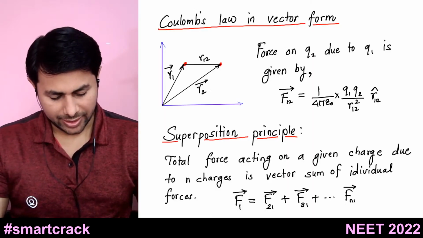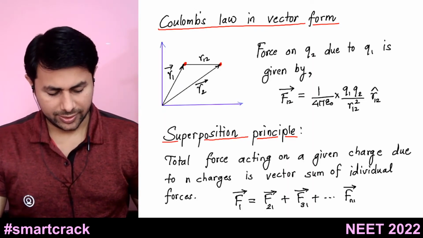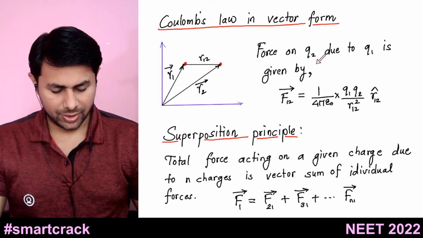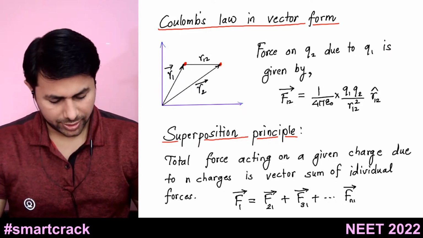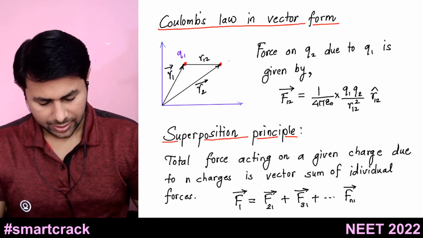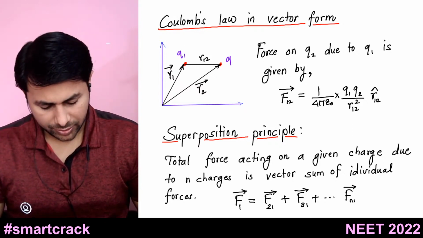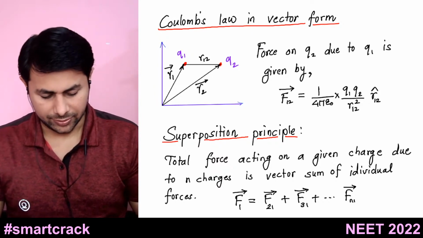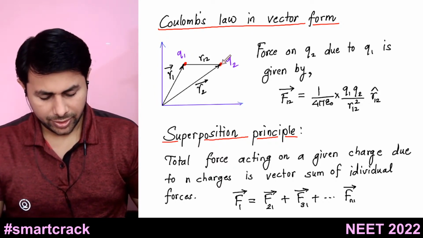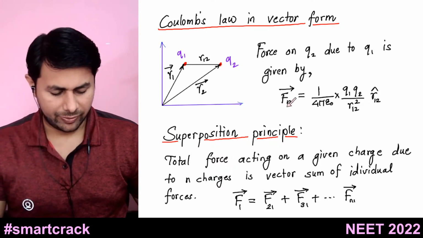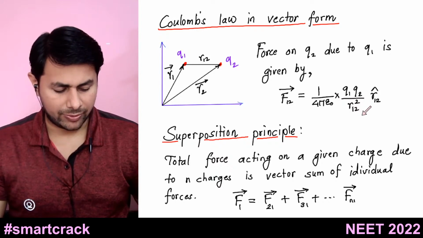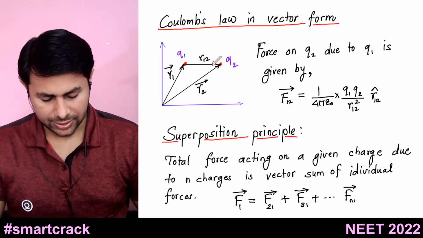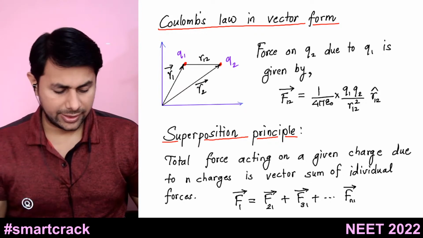If you want it in vector form, it looks like this. The force acting on Q2 due to Q1. I didn't draw Q1 and Q2 over here, so let's say this is Q1 at position vector R1, and this is Q2 at position vector R2. Then the force on Q2 due to Q1 is given by F12 bar, and it is 1 over 4 pi epsilon naught Q1 Q2 upon R12 square. R12 is the distance between them, and it is directed.